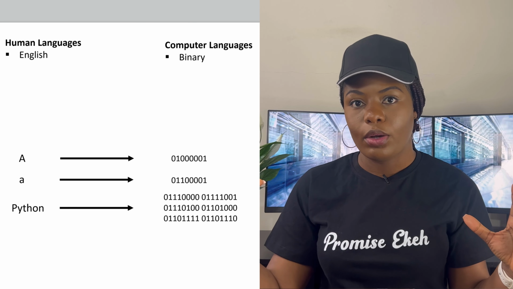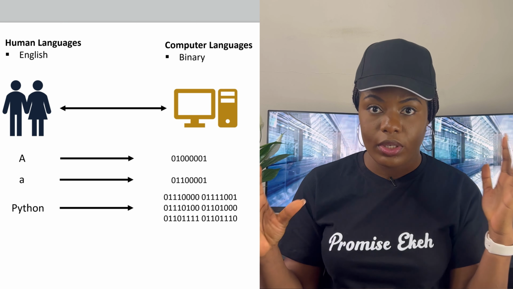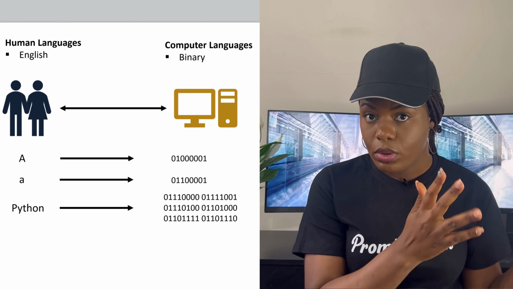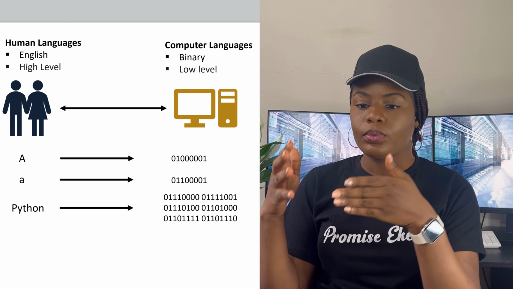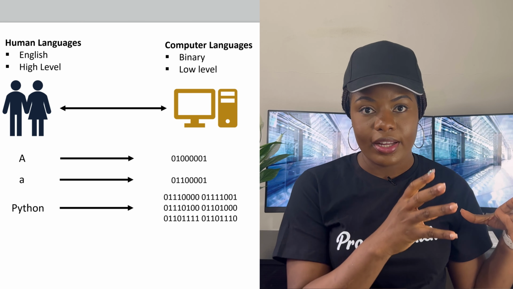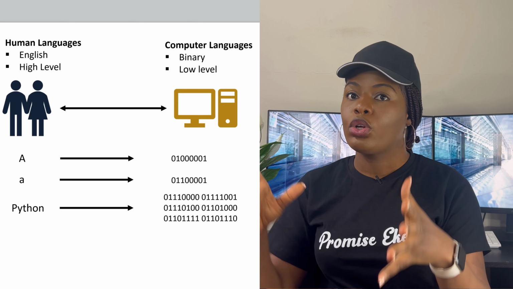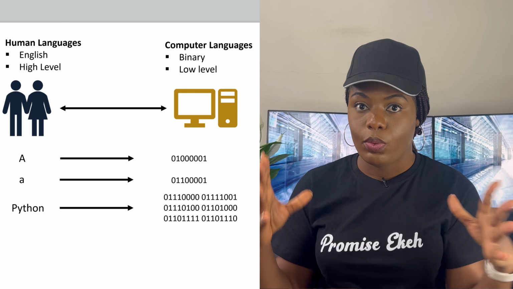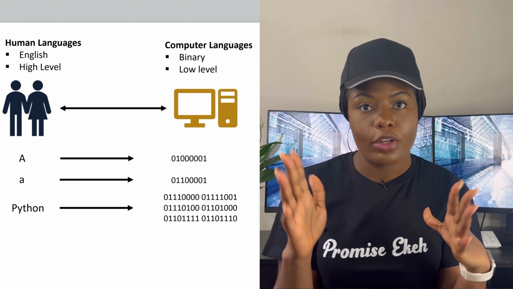So let's put it this way. We have the spectrum of human language and computer language at the one end, and we have this whole spectrum between them. There are some programming languages that are closer to the computer, and some that are very close to human languages. Those closer to the computer languages are called low-level languages, and those closer to the human languages are called high-level languages. I hope you understand. So we have the high and low languages, depending on what part of the spectrum you are.